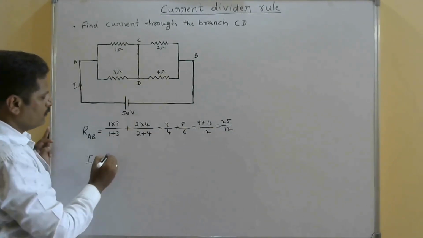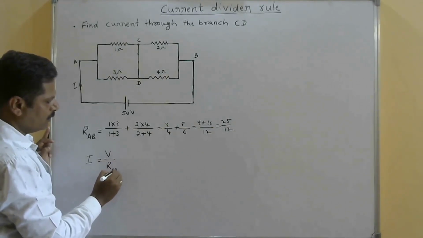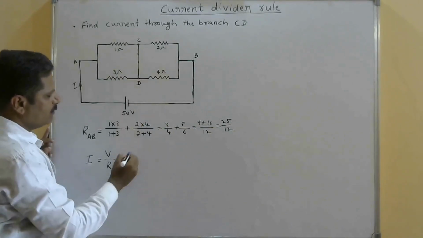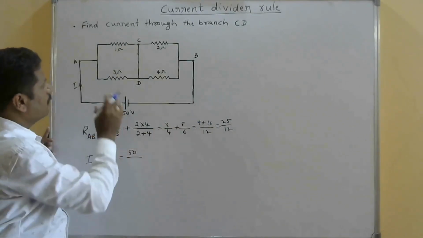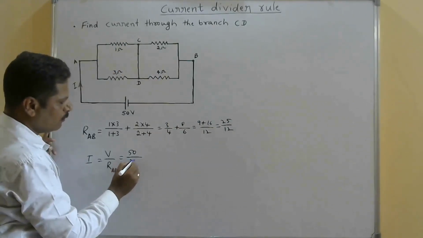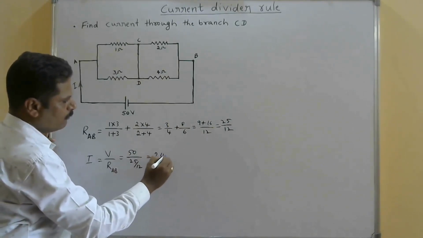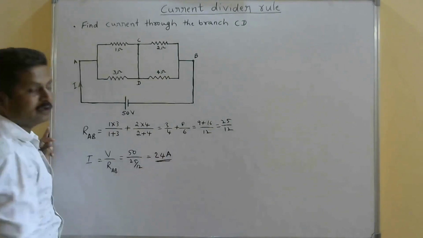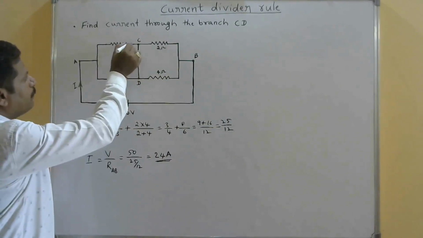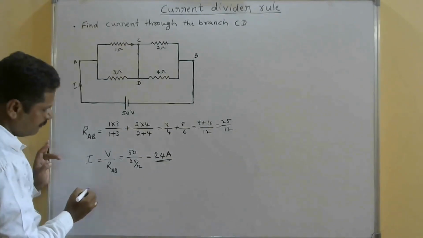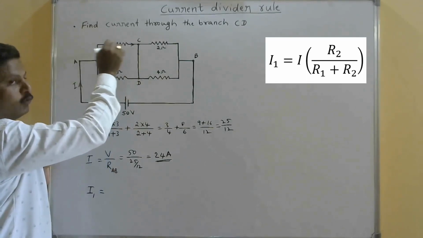Current is equals to voltage divided by resistance from Ohm's law, and here the voltage across this combination is 50 volt divided by this total resistance, which is 25 by 12. So on simplifying we will get 24 amps. 24 amps is the total current. Now the current passing through this 1 ohm resistor, let me take this one as I1. Current passing through the 1 ohm resistor is I1.